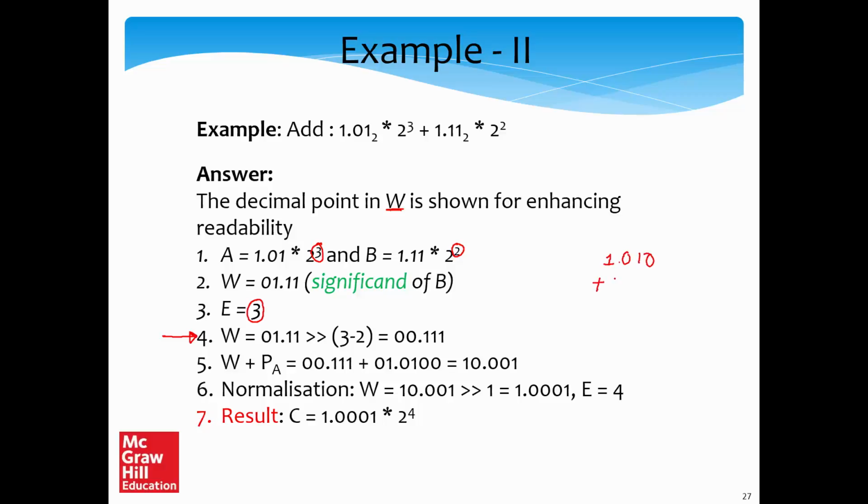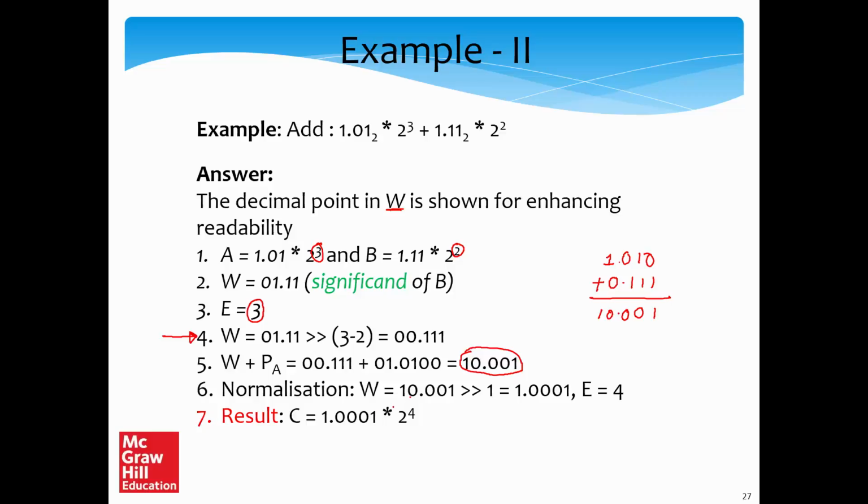So let's take a look at the addition. 1.010 plus 0.111. So 0 plus 1 is 1, 1 plus 1 is 0, carry of 1, 1 plus 1 is 0, carry of 1. So it's 10.001. As we can see, this number is greater than or equal to 2, and that's a problem. So this needs to be fixed. The way that we fix it is that we re-normalize. So we shift it to the right by 1 position.